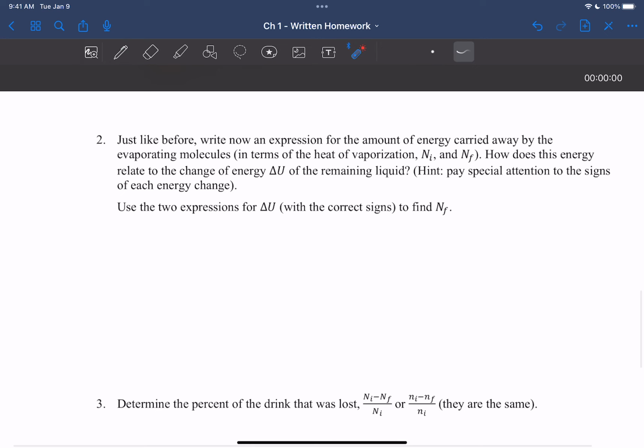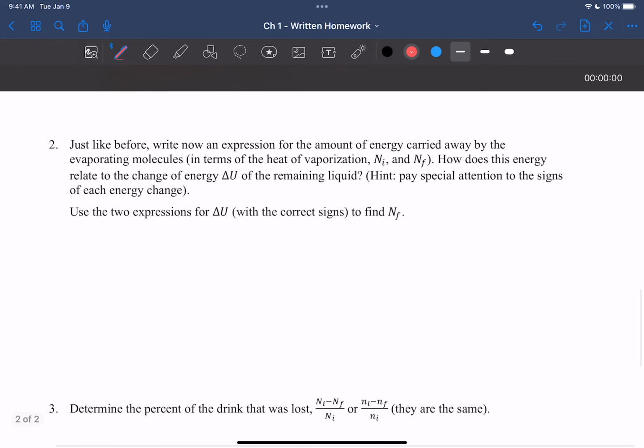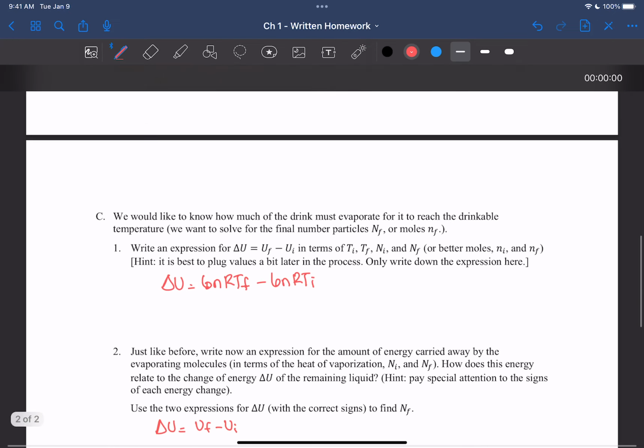But we're looking at the amount of energy carried away by the evaporating molecules. So that's using the heat of vaporization. So there shouldn't be a change in temperature, right? In that transition stage. So for that amount of energy that's carried away, that's our change in energy for that evaporation. So our delta U, UF minus UI, right? And then we can see that this delta U is going to be that energy change, right?